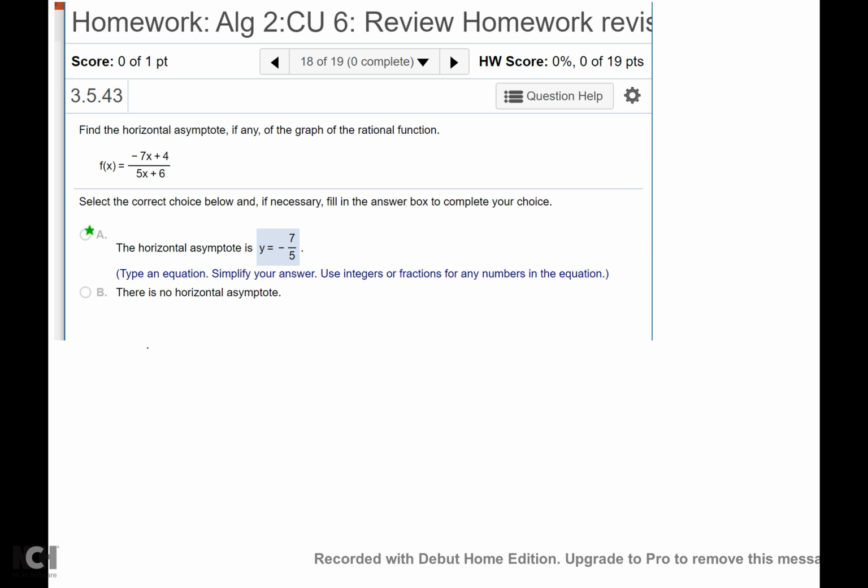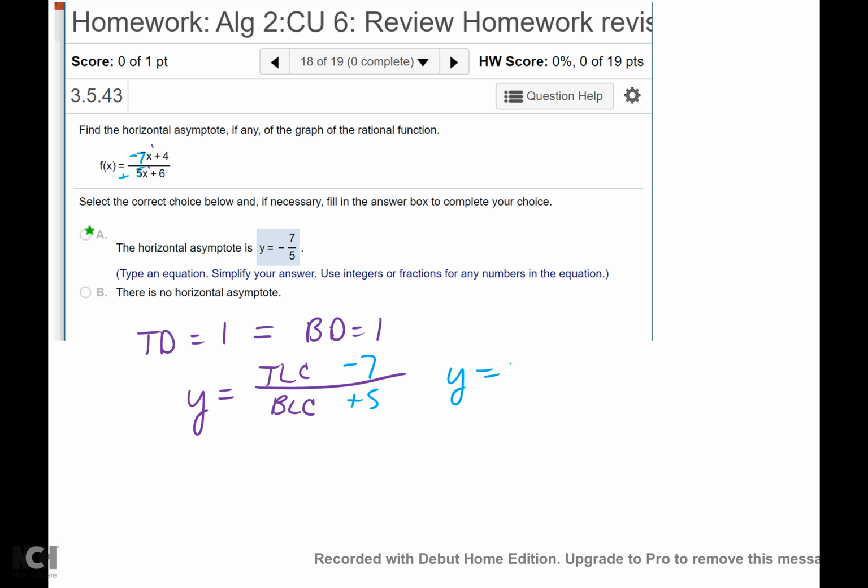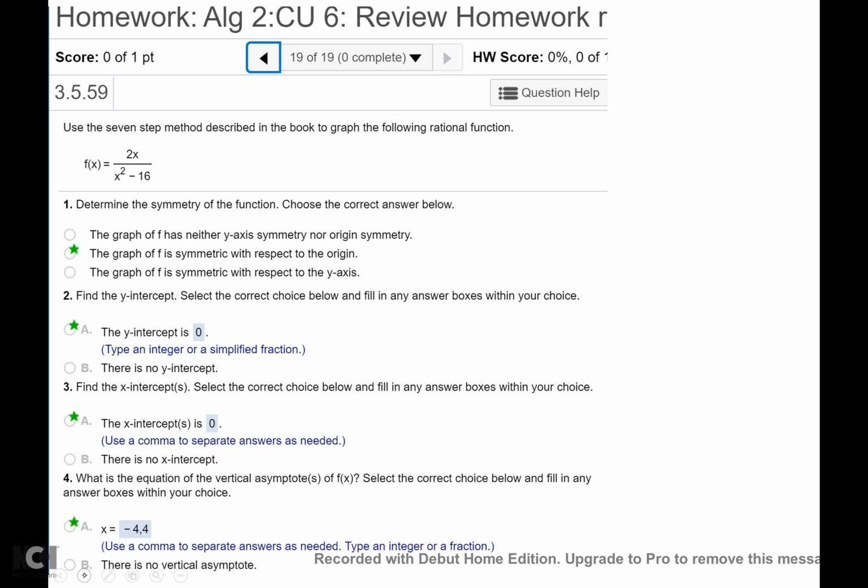Okay, on this one we have my top degree is 1, my bottom degree is 1, exponents or degrees. They're equal, so y equals my TLC divided by my BLC. My top leading coefficient is -7, and my bottom leading coefficient is +5, so y equals -7/5 is my horizontal asymptote. Okay, and then last one, you got to do this 7-step method to describe.